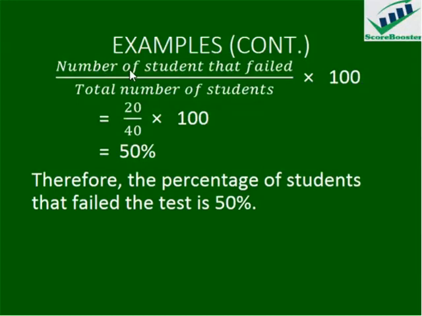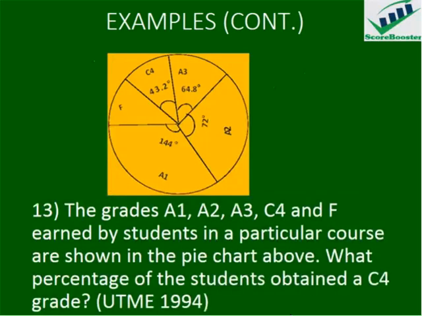So you know the number of students that failed to be 20. Total number of students is 40, multiplied by 100. So we should evaluate this. We have 50%. So the percentage of students that failed the test is 50%. So that solves the question. Now we move to the last question, question 13. This question is also on pie chart.